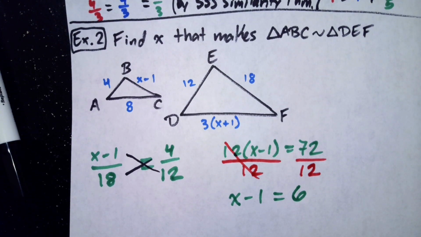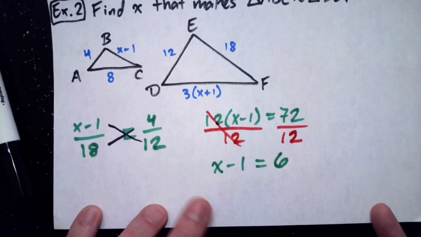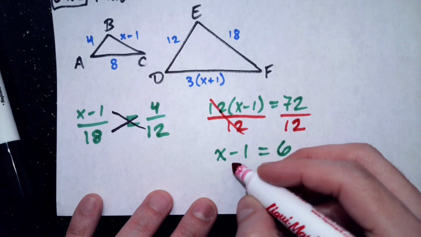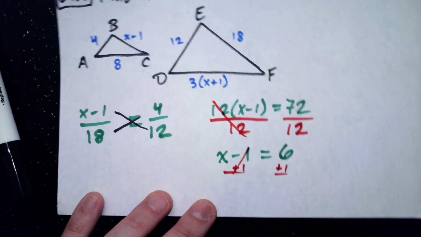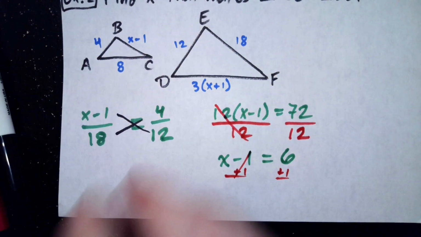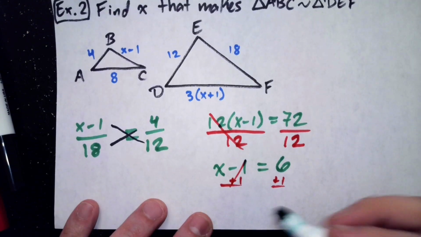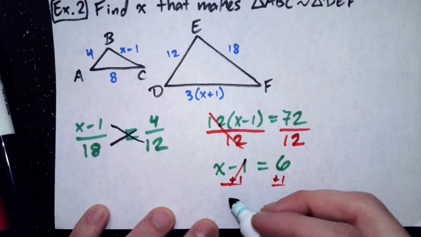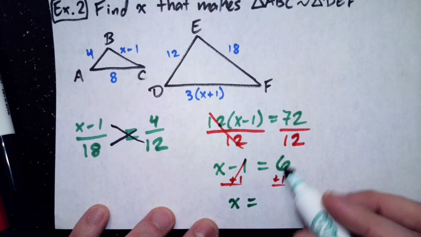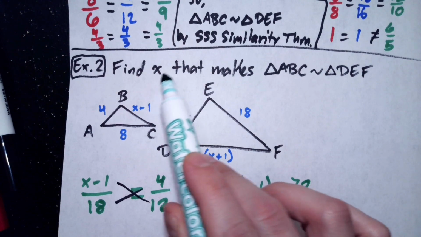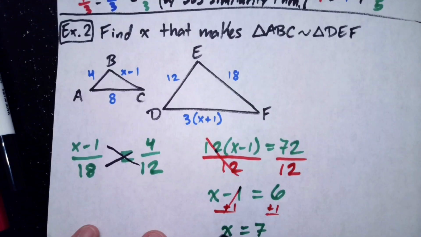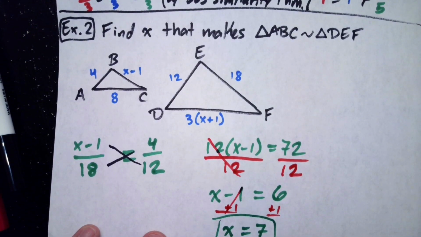But let's pretend we don't know mental math. We're going to use the algebra rules. We're going to add 1 on both sides. It disappears from that side. And so now we have that x should be equal to 7. They wanted us to find the value that made these two triangles similar, and here it is.